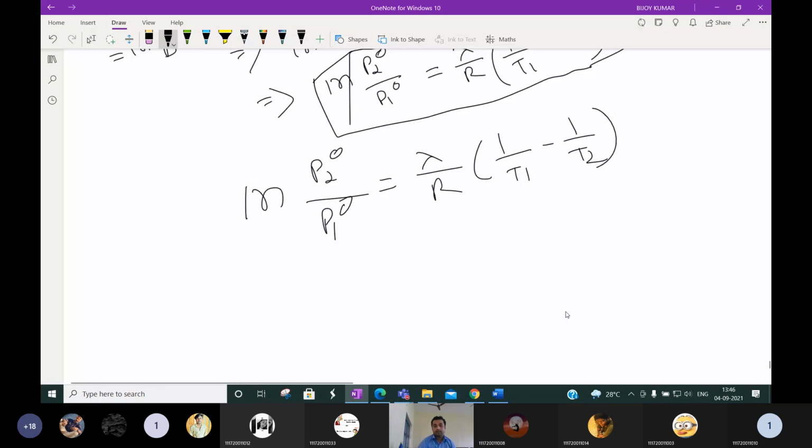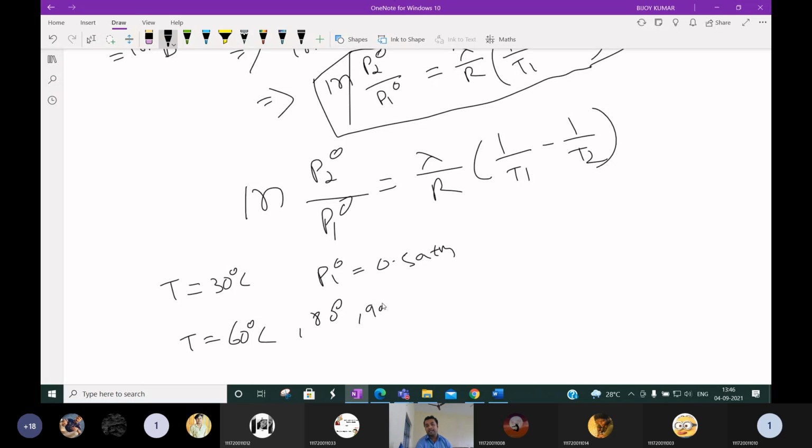It means, suppose at a temperature of 30 degrees centigrade, we know the vapor pressure of a certain liquid, say 0.5 atmosphere. Then by using this formula, you can calculate what vapor pressure it will produce at 60 degrees centigrade, at 80, at 90, any temperature. That is the easiness, or the beauty, of this formula.